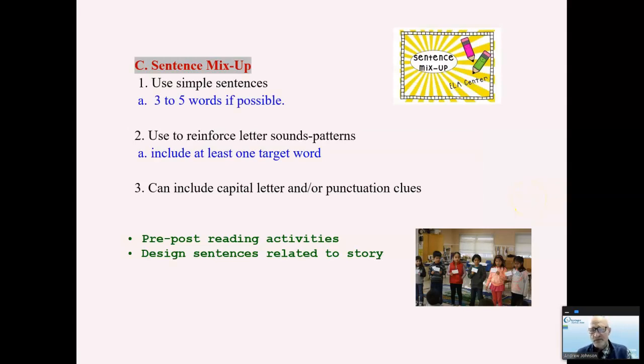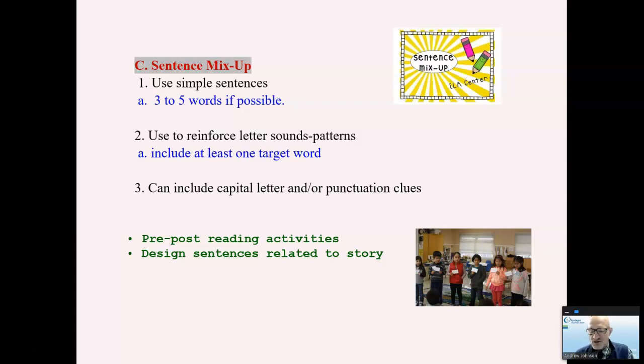Sentence mix-up is a form of writing. You're looking at grammar and word order. What you do is you use simple sentences, 3 to 5 words if possible, and you show the sentence, and then you cut that up into individual words, and you mix them up.